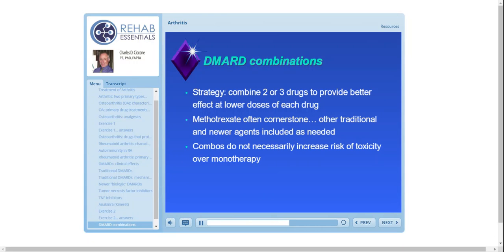There was a lot of concern originally that since these drugs are fairly toxic, by combining several together, wouldn't that increase the risk of toxicity? It looks like that's not necessarily true. Combinations of 2 or 3 different drugs does not necessarily increase the risk of toxicity over a single drug, called monotherapy. So these combinations have been very nice in adding control, especially to some patients who did not get good control using just one drug.